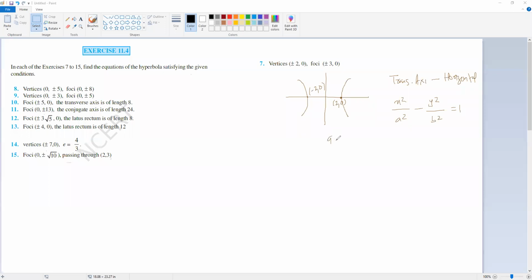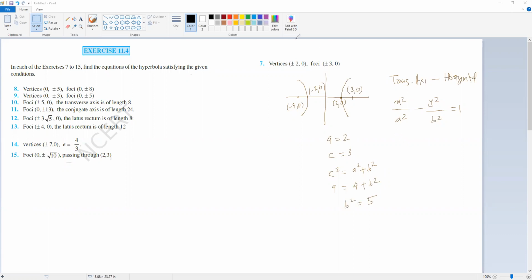Now a is equal to 2. A is the distance from the center to the vertex. And C is given. Foci is given as plus or minus 3, 0. That means either 3, 0 will come here, minus 3, 0 here. So you will get C is equal to 3. So we have the relation C square is equal to A square plus B square. So 9 is equal to 4 plus B square. So you will get B square is equal to 5.